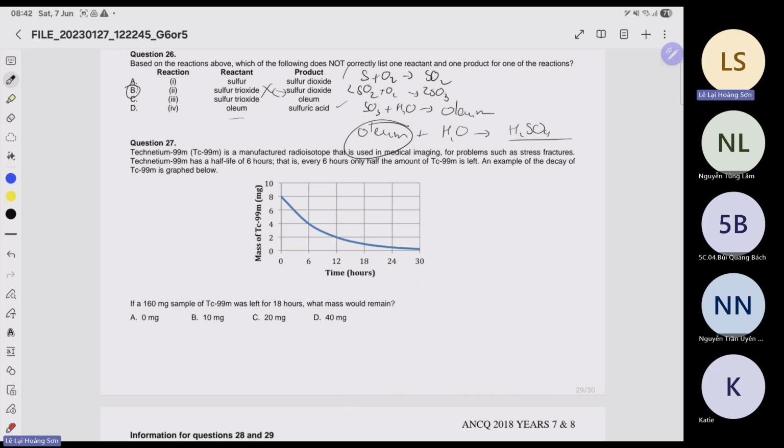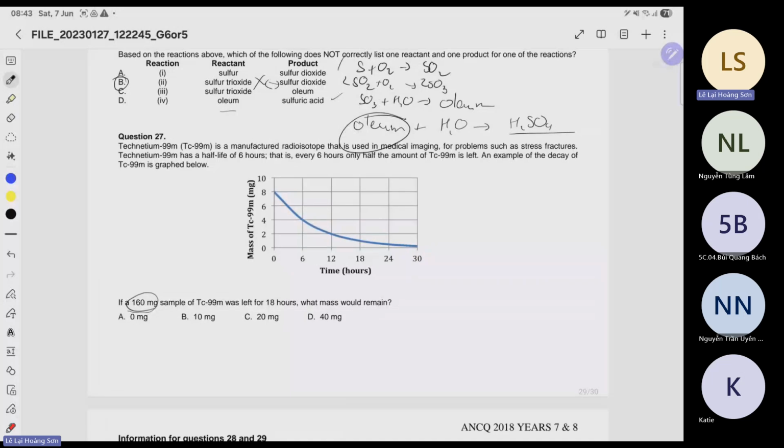Half-life means that every 6 hours, half of the technetium will be decomposed, and then we have just half of the amount of technetium. So if you have 160 milligrams of technetium after 18 hours, what mass would remain?